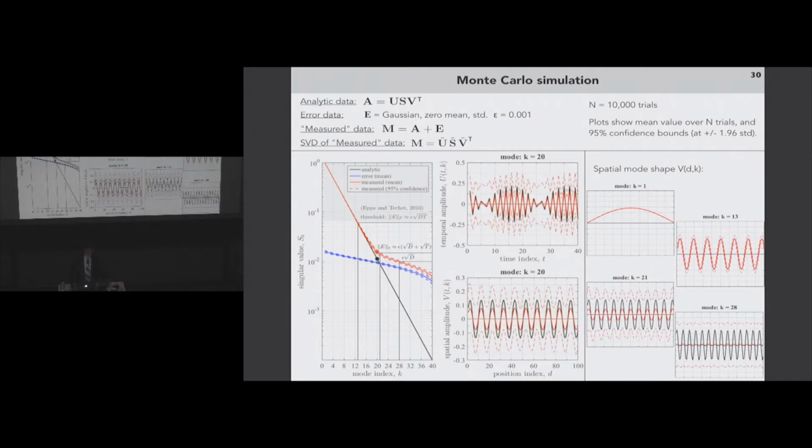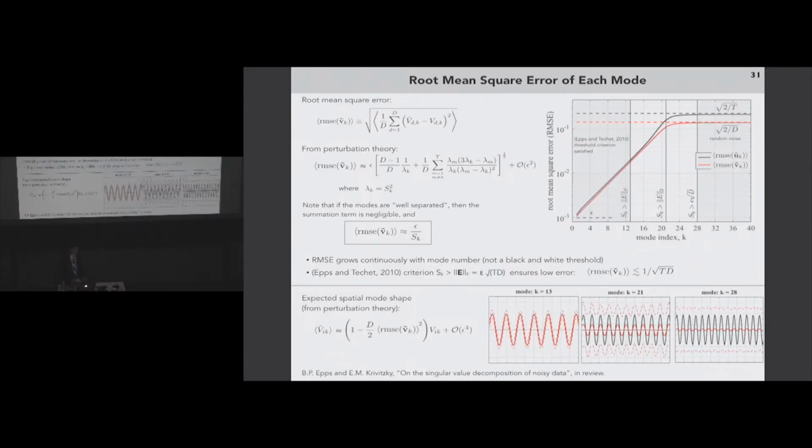And then using perturbation theory recently, I was able to actually derive the quantity I was interested in, which is the root mean square error expected in the mode. So just to define root mean square error: the square root of the mean of the sum of the squares of the error between the noisy data and the analytic data. So it's, what's the error in the mode shape, V? Okay. So from perturbation theory, I was able to derive this formula.